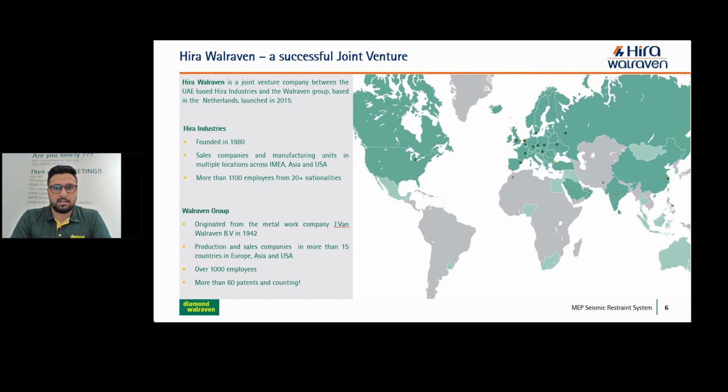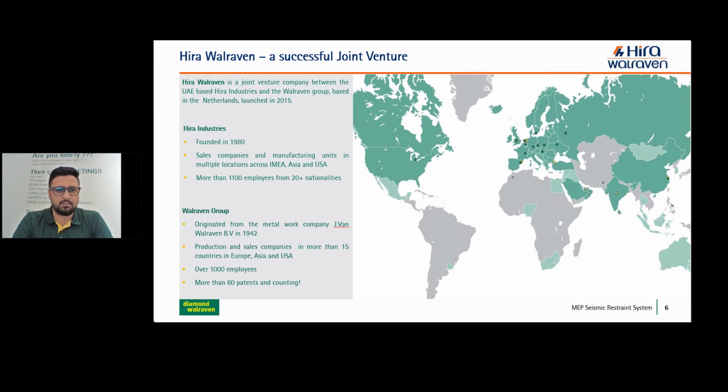Hira Wallavan, as an introduction, is a joint venture between Hira Industries and Wallavan Group since 2015. As you know, Hira Industries has been serving the construction industry since 1980, and we have sales companies and manufacturing units in IMEA, Asia, and USA, with more than 11,000 employees of 20 different nationalities. Wallavan Group originated from the metalwork company J1 Wallavan BV in 1942, with production and sales companies in more than 15 countries in Europe, Asia, and USA, over 1,000 employees, and more than 60 patents and counting.